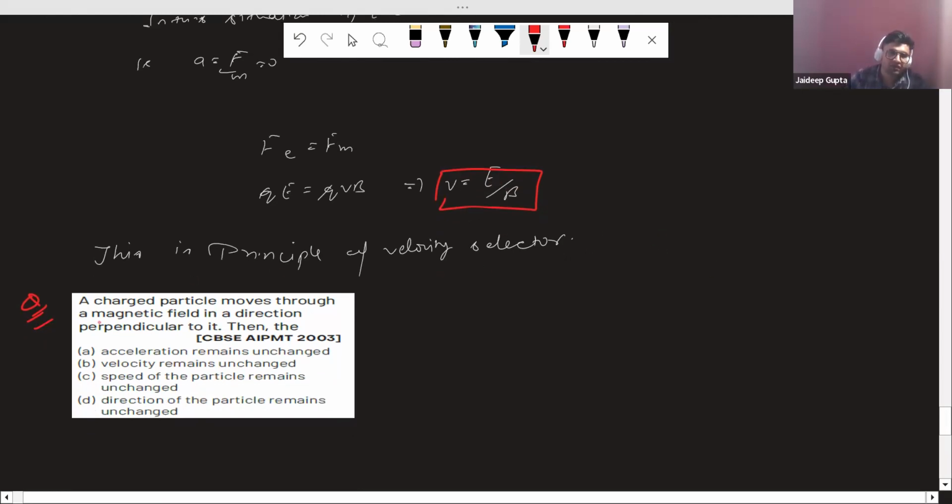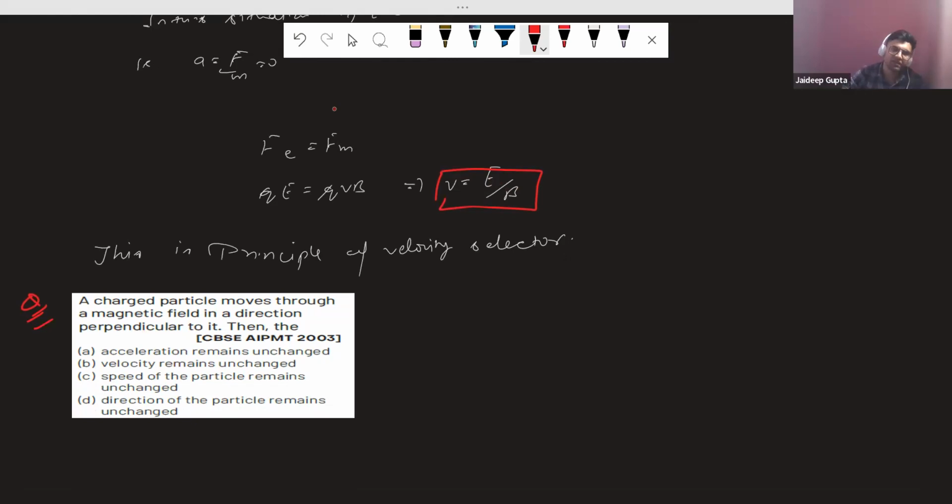Now try this question, very easy question. Try 1 minute. In this case, the acceleration is zero, and there is a region in which the magnetic field is like this and the electric field is like this. The question is asking what is the minimum velocity by which the particle should be projected so that it should not get deflected. So this is the formula to find out the velocity.